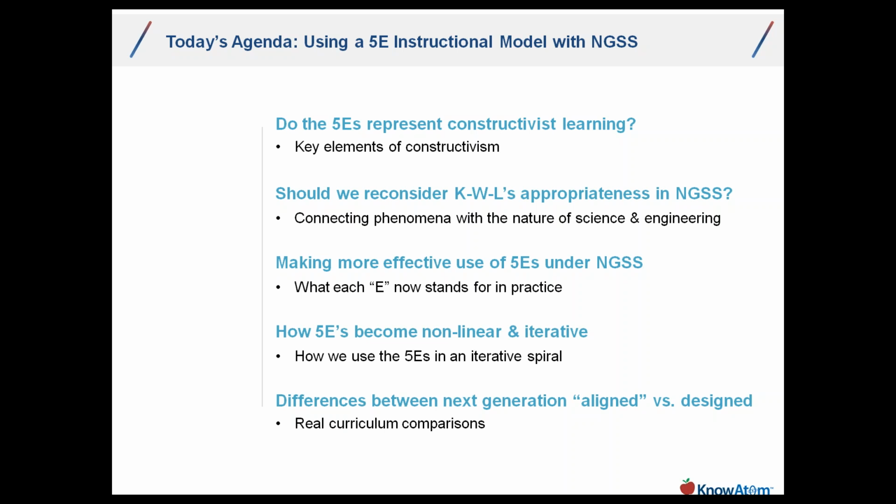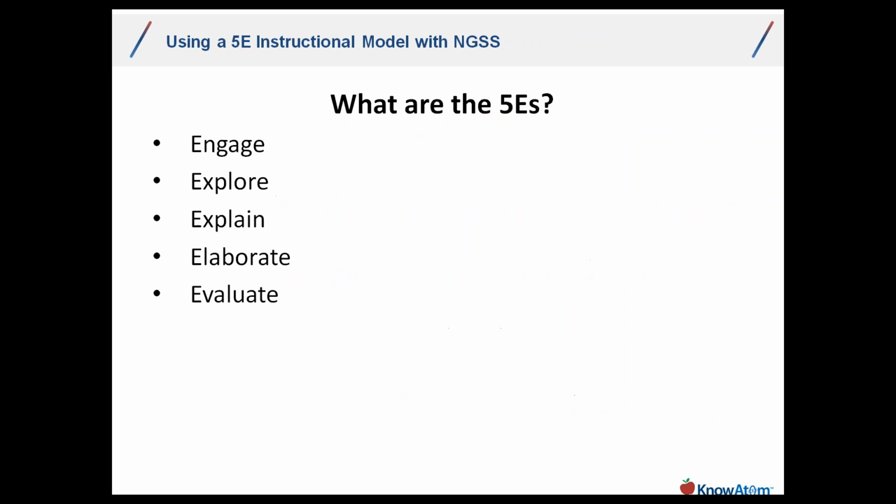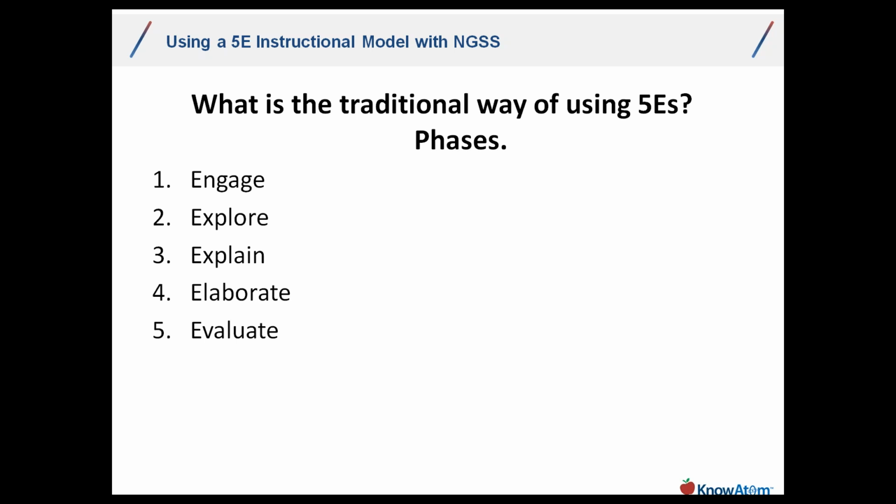So with that said, let's jump right in and take a look at the 5 E's themselves. So what are the 5 E's? It's basically another acronym, except it's hard to say E. It's engage, explore, explain, elaborate, and evaluate. Now, the traditional way of using the 5 E's is in phases, basically engaging first, then exploring, then explaining, elaborating, evaluating, and so on.